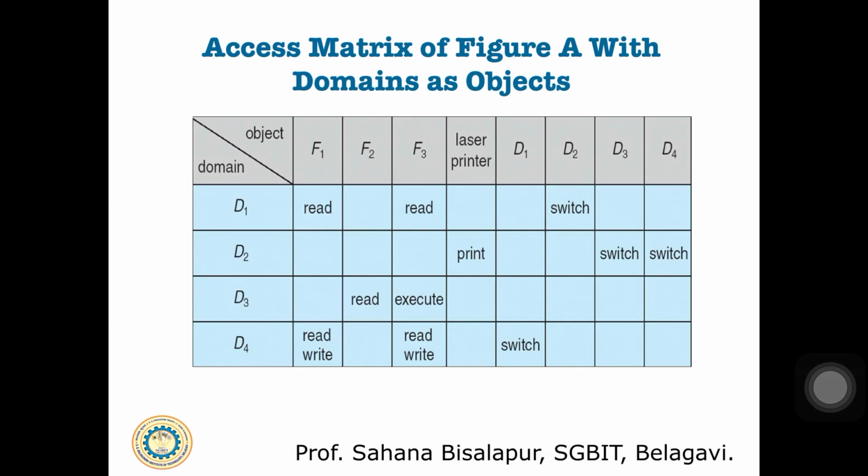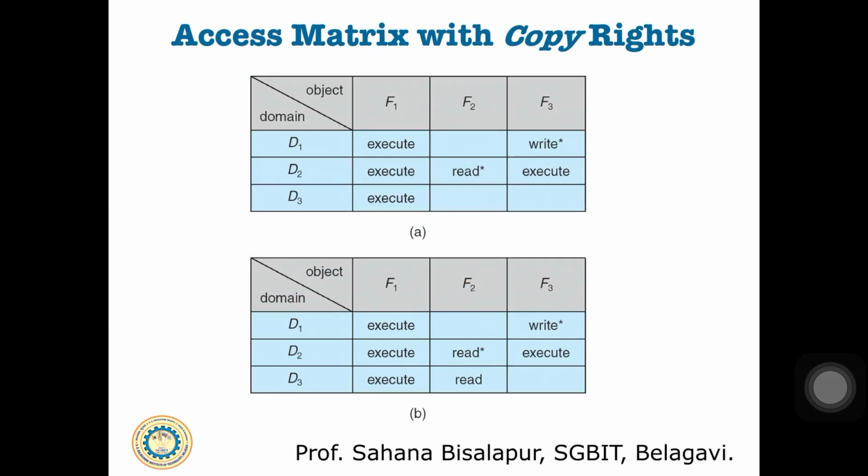So here you can transfer the processes from one domain to another domain by allowing the switching operation, or it can also be called a transfer operation. And we can also allow controlled change in the contents of the access matrix entries, which is done by using another three operations, that is copy, owner, and control. Those we are going to see further.